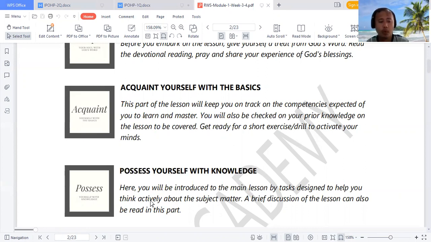P stands for possess yourself with knowledge. Here, you will be introduced to the main lesson by tasks designed to help you think actively about the subject matter. A brief discussion of the lesson can also be read in this part.